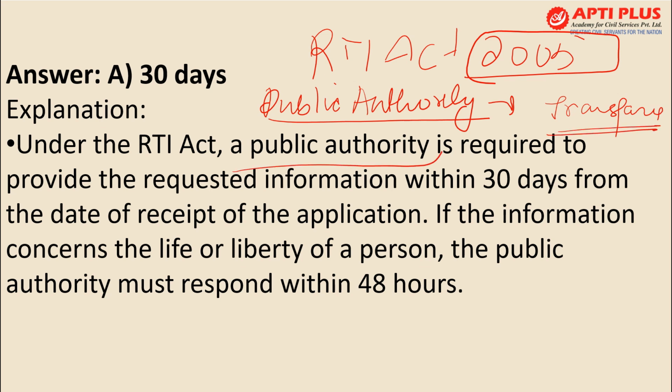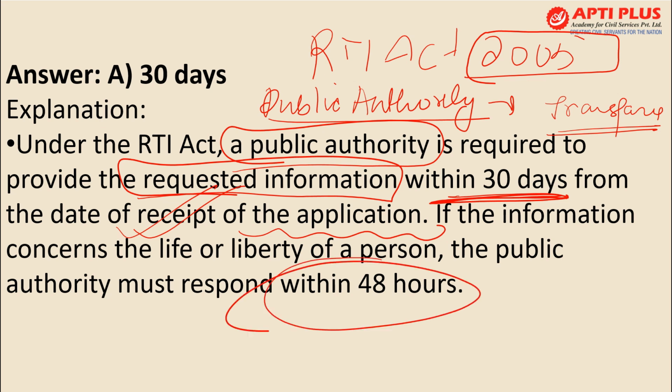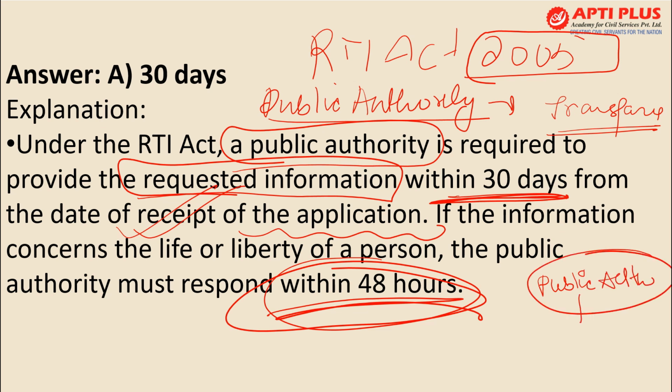As a result, the public authority is required to provide the requested information within 30 days from the date of receipt of your application. And if somehow someone's life is in danger, then that authority has to respond within 48 hours. And this authority, for example a public authority or any public office, has officers who are appointed as PIO, Public Information Officer, who provide this information. So this is also a question: who is the information provided by? Your PIOs.